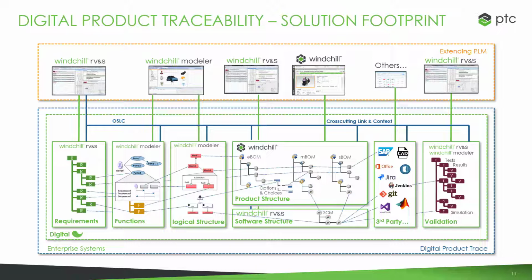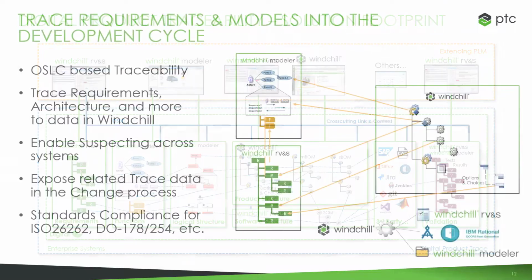And we should emphasize that this is really just an example, and how you might want to relate this information together can be varied depending upon your need. Maybe it's right from Windchill RVNS to parts and BOM information. Maybe it's connecting Windchill RVNS and Modeler. So it's an extremely flexible methodology giving you the capability to determine what's best for your enterprise.